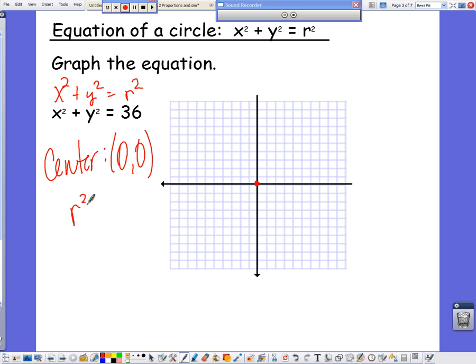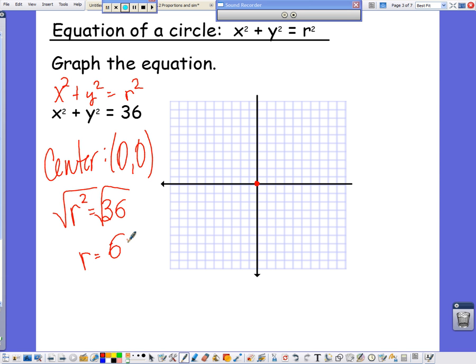Well, if r squared equals 36, remember to solve it, we just take the square root. So our radius is going to be 6. Now remember, if you take the square root of a number, it's actually a positive or negative 6. But in this case, the negative doesn't work because you can't have a negative distance. So we have to have a positive.